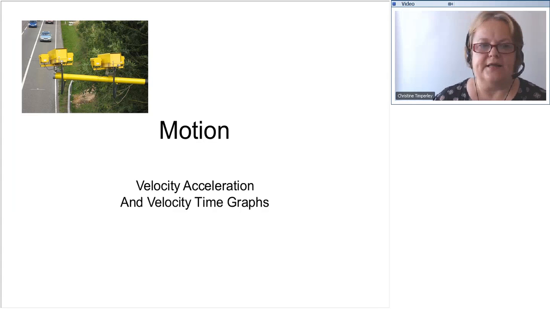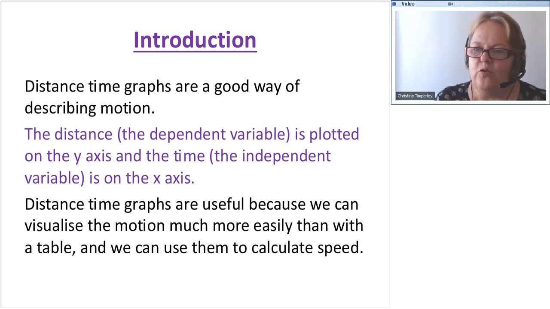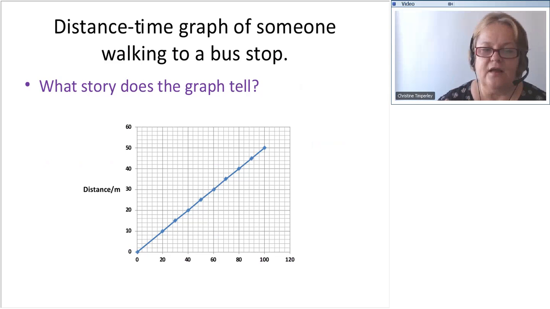Just a recap then. We're going to look at distance time graphs now. With a distance time graph, and with a speed time graph, always check what's on the axes. Distance time graphs are really useful because we can visualize what's going on, and we can also use them to calculate speed. Always have a look: what story does the graph tell?